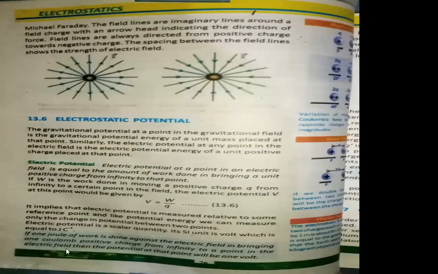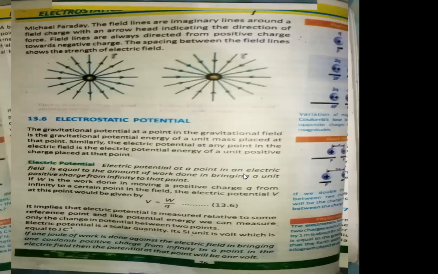So this is the definition of the 1 volt, and we studied about the unit of the volt. The unit of the electric potential is joule per coulomb. So the unit of the work done W is joule, and the unit of the charge is coulomb. So the unit of the electric potential will be joule per coulomb. This is the definition of the 1 volt. If 1 joule of work is done against the electric field in bringing 1 coulomb positive charge, then the potential will be 1 volt.